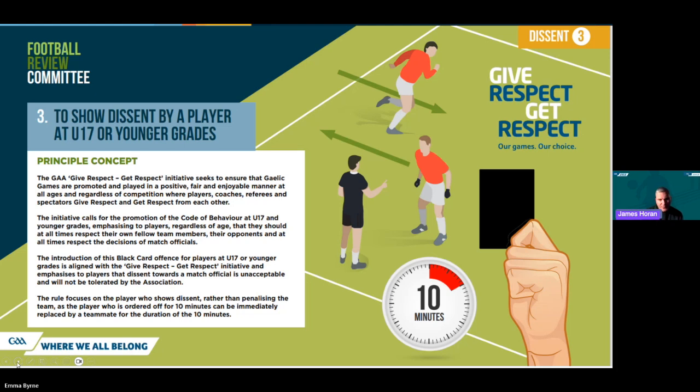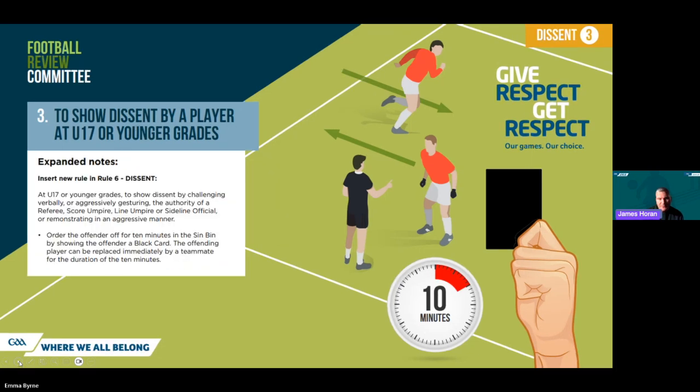The rule focuses on the player who shows dissent rather than penalising the team, as the player who was ordered off for 10 minutes can be immediately replaced by a teammate for the duration of the 10 minutes. Again, an under 17 level black card, but can be replaced. And that's just the definition of how it will read: at under 17 or younger grades, to show dissent by challenging verbally or aggressively gesturing the authority of a referee, score umpire, line umpire, or sideline official, or remonstrating in an aggressive manner. So it'll be a black card, not for 10 minutes, as he can be replaced immediately with another player.